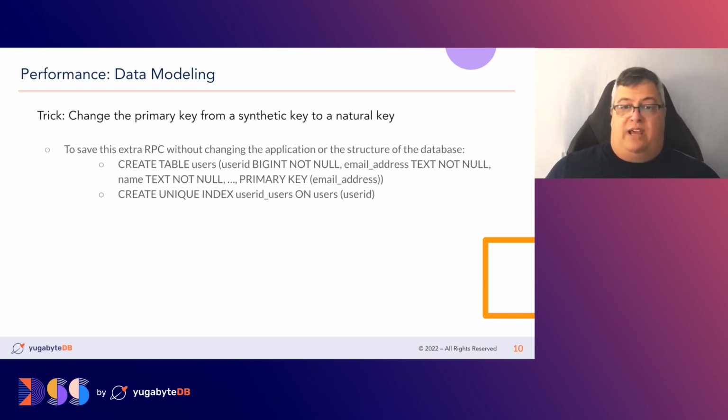So to save this additional RPC, without changing the application, we say, okay, well, instead of making the user ID the primary key, you make the email address the primary key, because most of your queries are going against it. This way, when I query on email address, I'm able to retrieve all the remainder of the attributes. And then I can use a unique index on the actual user ID. I can still continue to use a sequence or a GUID or whatever to keep that unique value and to use a foreign key against it.